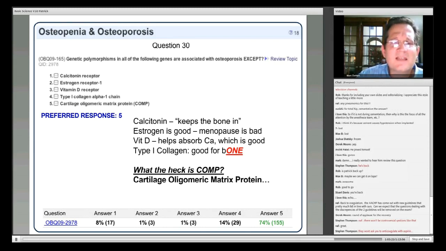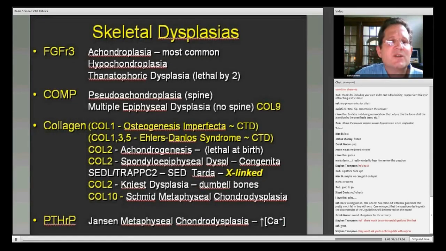And so what the heck is COMP? Well, COMP's the answer, and that's why only 74% of people got it right. Let's talk a little bit about cartilage oligomeric matrix protein, because that's sort of a difficult question, and they could throw you some curveballs on that question.